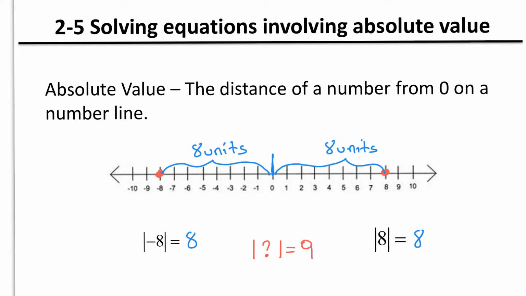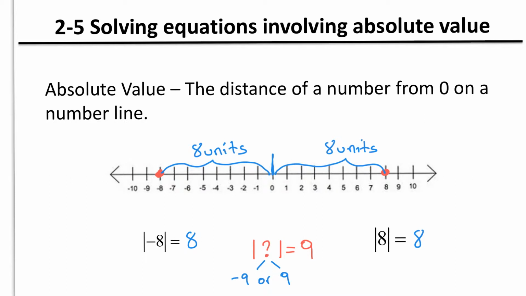we have two options. It can be either -9, because the absolute value of -9 is 9. That's how many units away from the 0 is the number. Or it can also be +9, which means that the absolute value of +9 is also 9. That's how many units away. If you think about it, right here, 9 is 9 units away from 0.